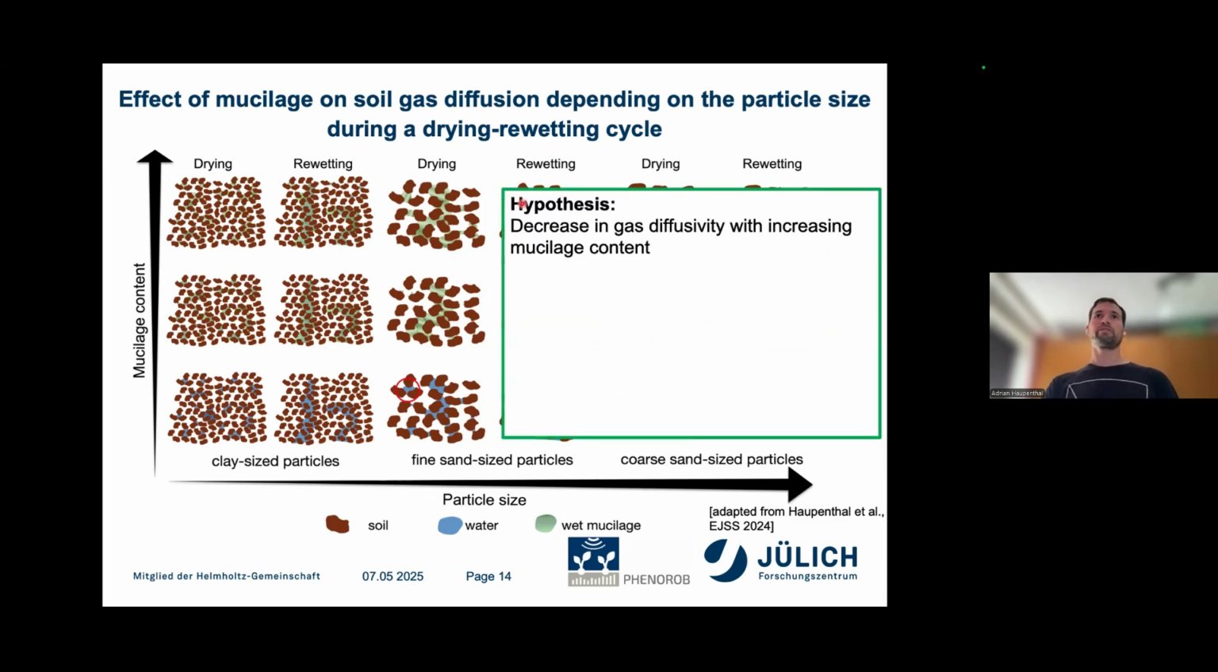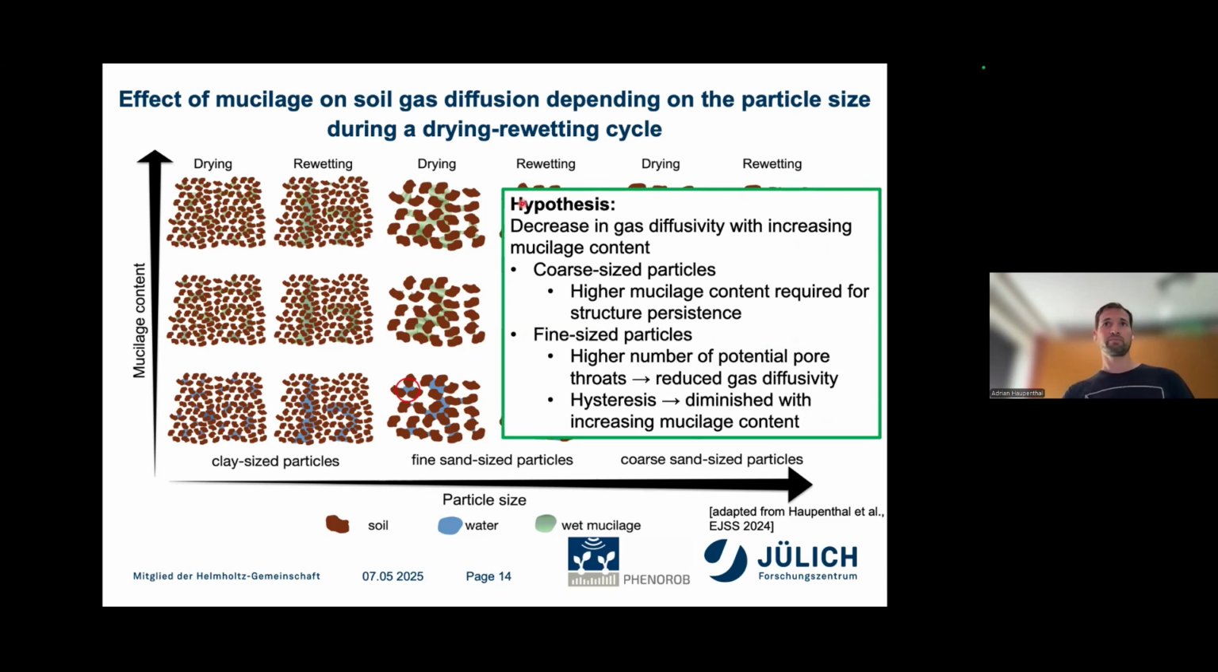So a short summary of the hypothesis. A decrease in gas diffusivity with increasing mucilage content, and for the coarse-sized particles, higher mucilage content will be required for the structures to persist. And in finer-sized particles, the higher number of potential pore throats will lead to a reduced gas diffusivity and hysteresis that will diminish with an increasing mucilage content.